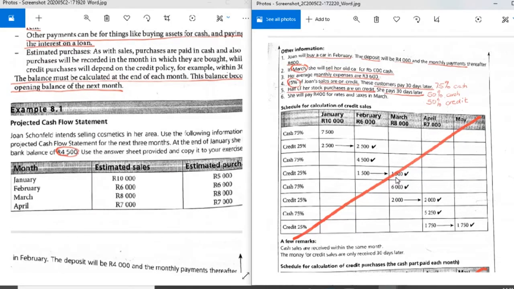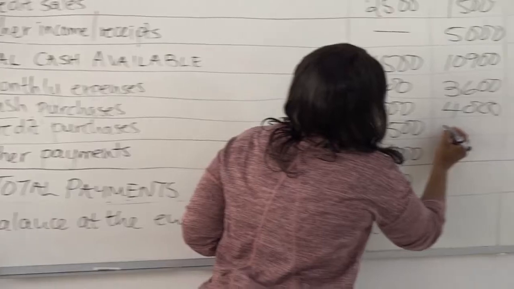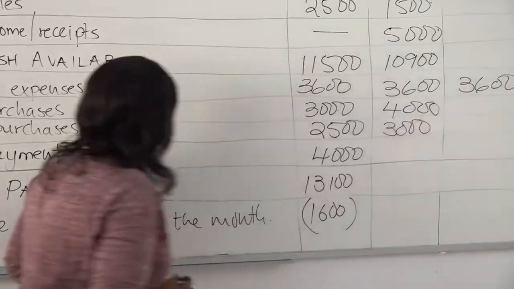Then we check the credit purchases. Remember, we go to the previous month. The previous month is February. Our expected purchases was 6,000. Half of 6,000 is 3,000 rands.